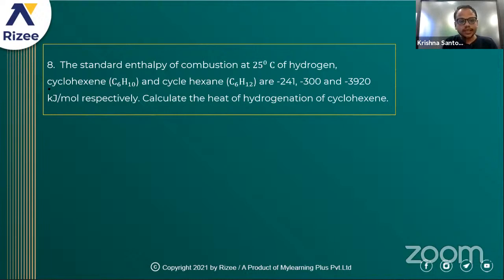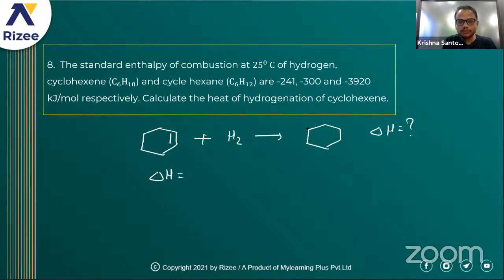Okay, next, the standard enthalpy of combustion at 25 degrees centigrade of hydrogen, cyclohexene and cyclohexane are given. Calculate the heat of hydrogenation of cyclohexene. So the required equation is: this is cyclohexene, on addition of hydrogen you will get cyclohexane. So I want the delta H value of this one. So what is the delta H value? Nothing but products minus reactants.